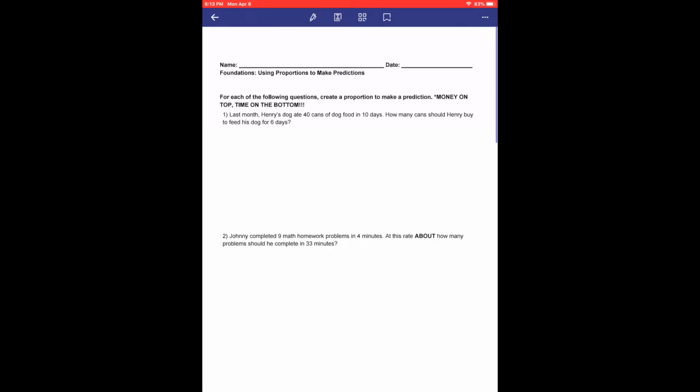Good morning. Today we are going to continue using proportions to make predictions. For each of the following questions, create a proportion to make a prediction. Money on top, time on the bottom.